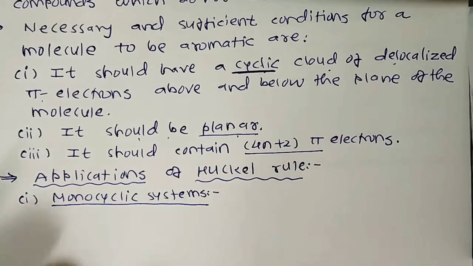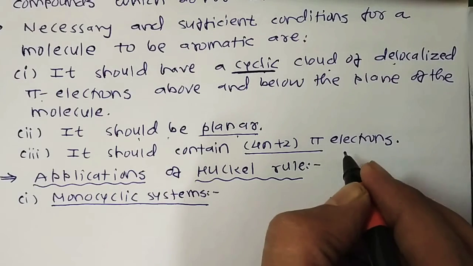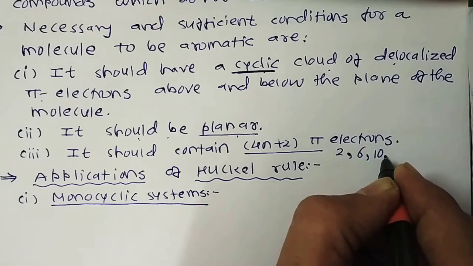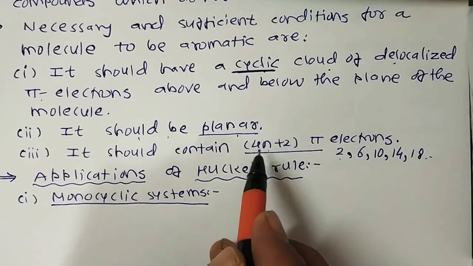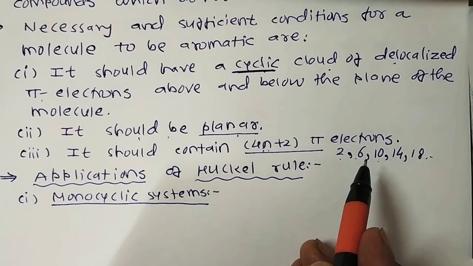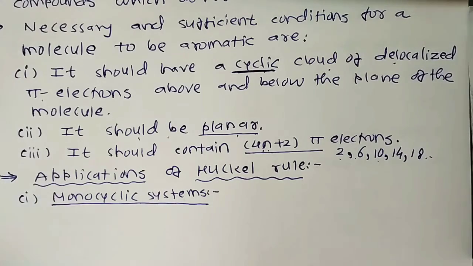In the light of the above rules, any planar cyclic system containing how many electrons? In this case 2, 6, 10, 14, 18, because we put n equal to 0, then 2, n equal to 1, then 6, n equal to 2, then 10, like that. A system with this number of pi electrons and a single cyclic pi electron cloud, with all the carbon atoms in the ring, is aromatic. So let us now test the validity of this rule with the help of this monocyclic system.